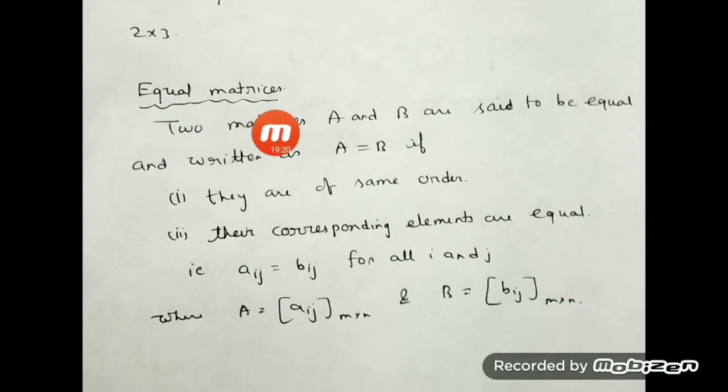So what are equal matrices? Two matrices A and B are said to be equal, written as A is equal to B, if they are of same order. That means first of all they must be comparable. Or you may define the definition like this. Two comparable matrices A and B are said to be equal when what? Their corresponding elements are equal. Corresponding means the elements in the corresponding positions are equal.